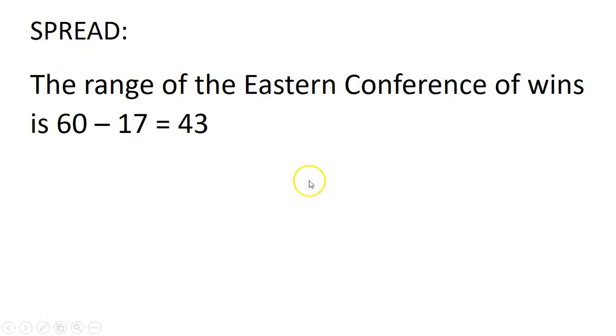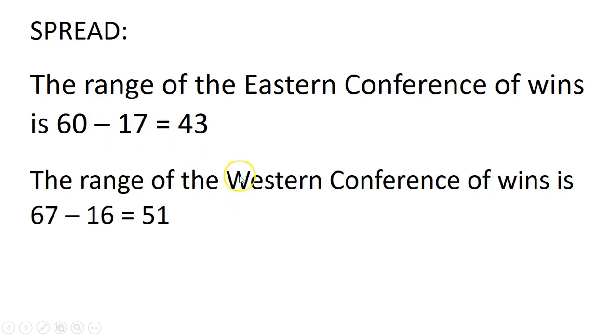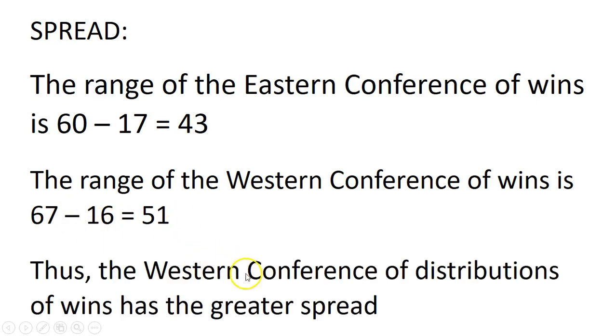The spread, right, is the range of the Eastern Conference. There's your range. The range of the Western Conference wins, right, 51. Thus, the Western Conference distribution of wins has a greater spread, okay, than the Eastern Conference.